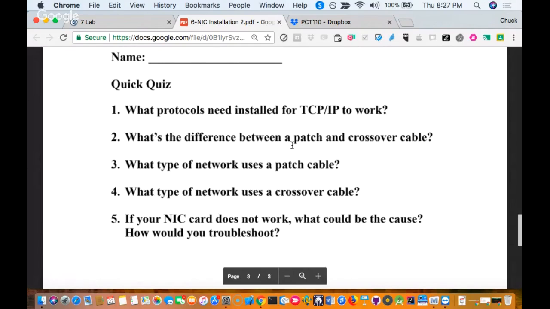And then how would you troubleshoot it? Like, for instance, on the seating thing, what would you do to fix that? Take it out, put it back in. There you go. Open the case and seat it well. What about if, say, TCP/IP is not installed? What would you do there? Install it. There you go. Pretty simple, right?